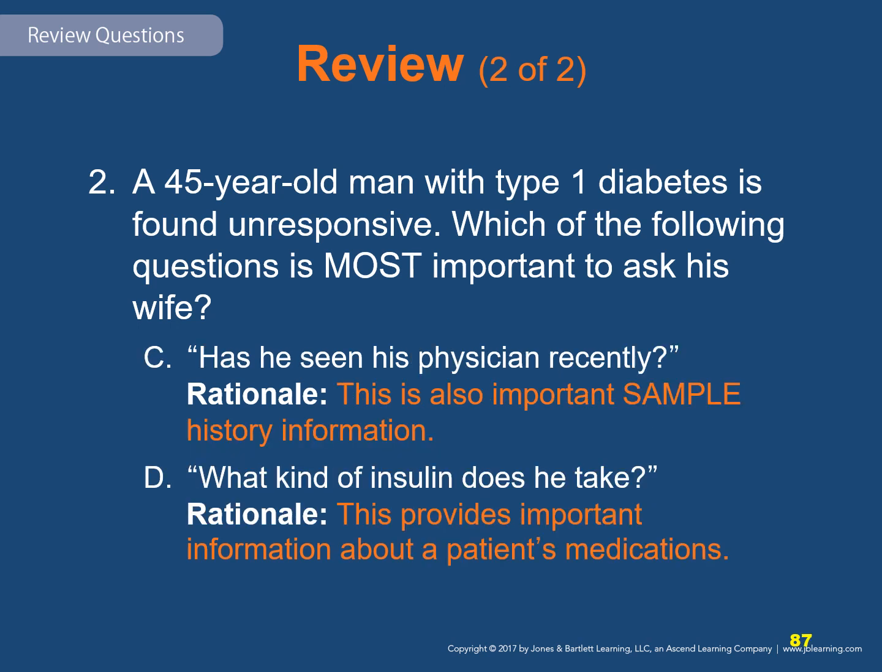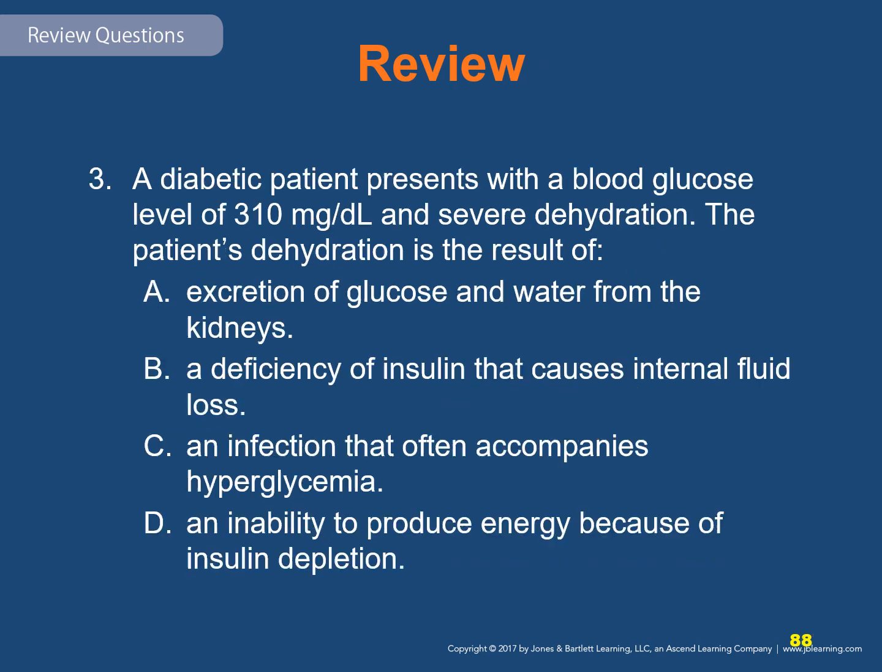C, has he seen his physician recently? This is also important in the SAMPLE history information. And D, what kind of insulin does he take? This provides important information about a patient's medication. But of course, the patient is unconscious, and the first question we should ask is about insulin intake, and then obtain SAMPLE history after that and get him transported.